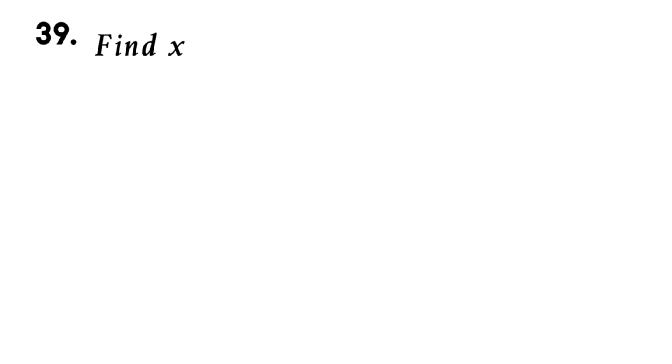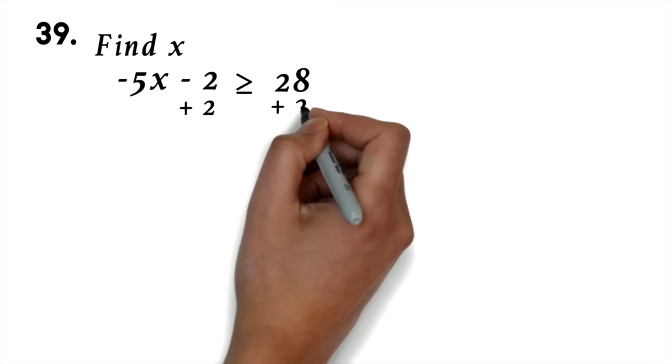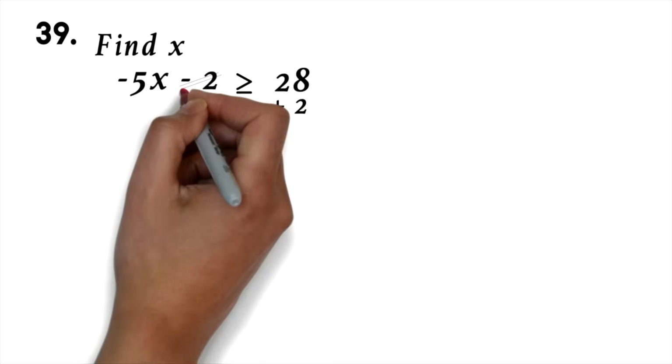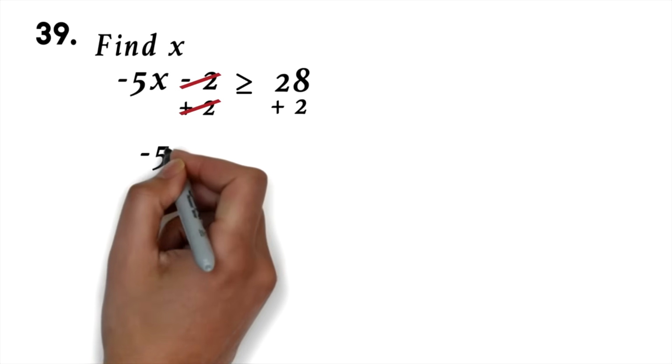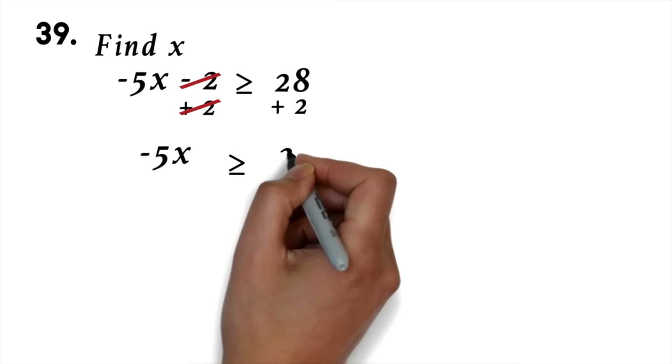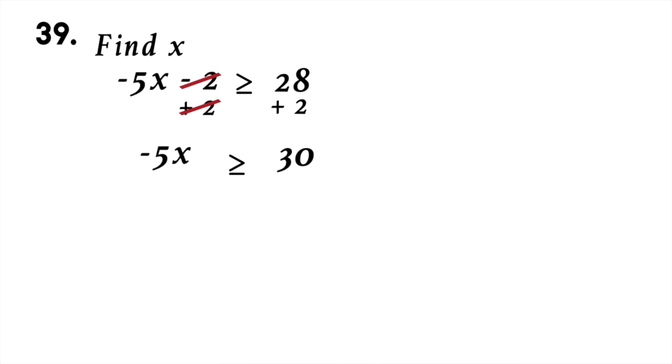Find x in the inequality -5x - 2 ≥ 28. Solving inequalities is just like solving equations. First, add 2 to both sides. This 2 will cancel out. 28 plus 2 is 30.